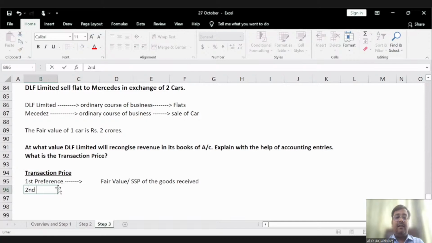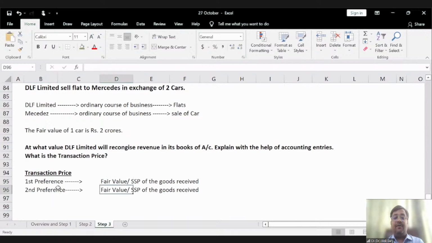Second preference, sir. Why second preference? If fair value of the goods and services received cannot be determined reliably, then fair value or standalone selling price of goods transferred. Why? Because this will always be there. DLF always knows the fair value of the flats transferred, because DLF is also selling the flats to different customers, right? The first weightage has to be given to the goods received.